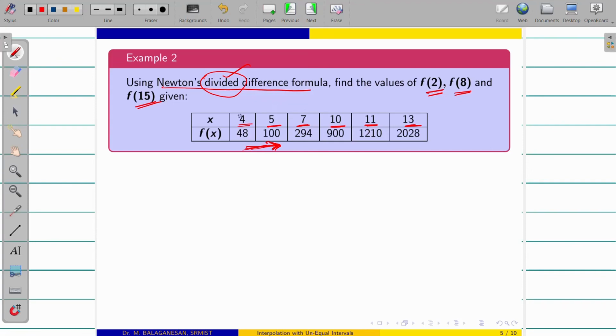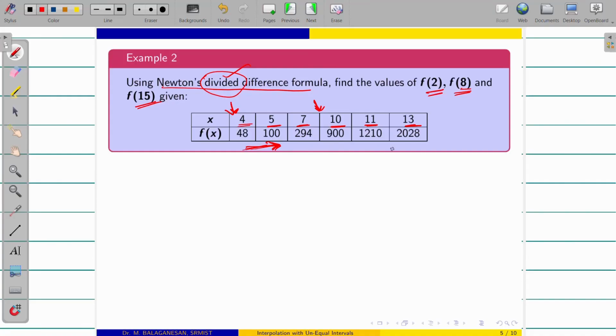F of 2, I have to find. So the value should not be more than 48. Suppose you are getting 50 or 100, 200 or 2000, it is wrong. You should check the procedure again. Similarly, f of 8, 710, it should be between 294 and 900. Suppose you are getting some other value, you can't check, but it should be 294 to 900. If it is coming below 294 or above 900, you can come to the conclusion that it is wrong.